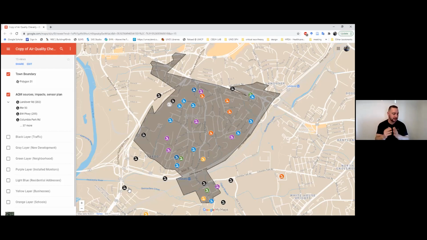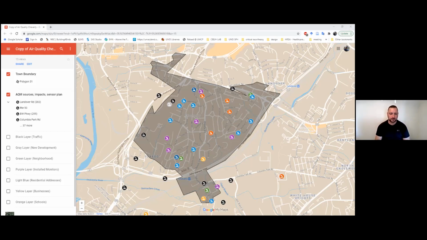And as I said, one of the first things to kick this off was concerns about noise and smell from Smith & Sons scrap metal recycling down here on the southwest side of town.